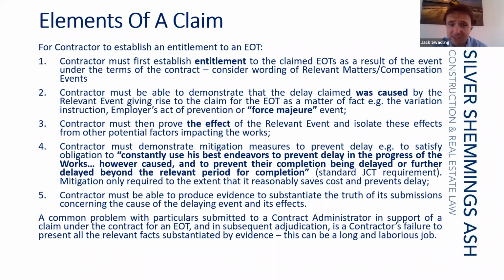Now, if a contractor has been affected by a delay event that is at the employer's risk, its entitlement will only be to the extent that it can show that it has incurred delay despite taking whatever measures were reasonable to mitigate that delay in so far as possible. And I refer there to the standard JCT requirement. So in your particulars of delay or in your referral to adjudication, you will want to be pointing to the things that you have done to show that you have done whatever you reasonably could to mitigate the effect of the relevant event.